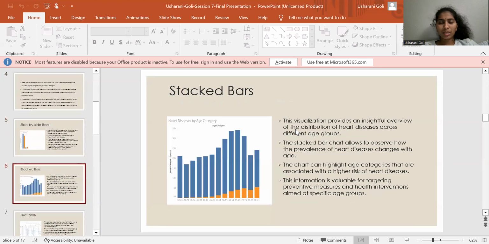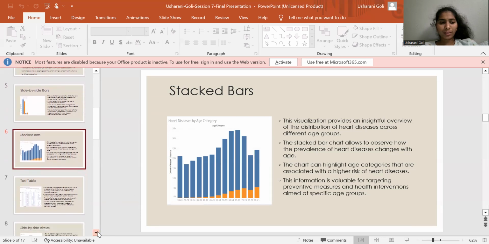Coming to the next slide, that is stack bars. This is heart diseases by age category. It's the count of heart disease in the vertical, and in the horizontal we can see the age categories. This visualization provides an insightful overview of the distribution of heart disease across different age groups. The stacked bar chart allows us to observe how the prevalence of heart diseases changes with age. The chart can highlight age categories that are associated with a higher risk of heart diseases. This information is valuable for targeting preventive measures and health interventions aimed at specific age groups.